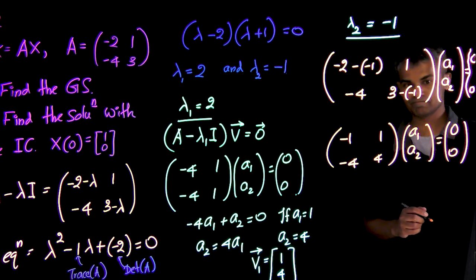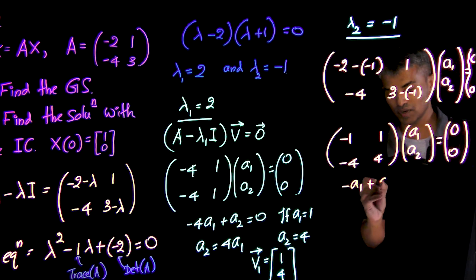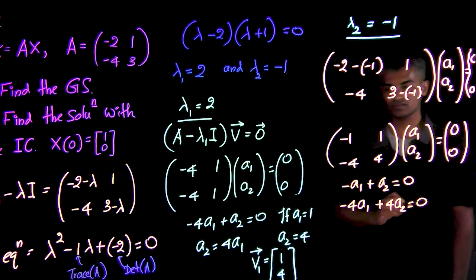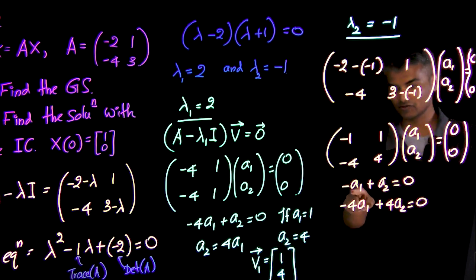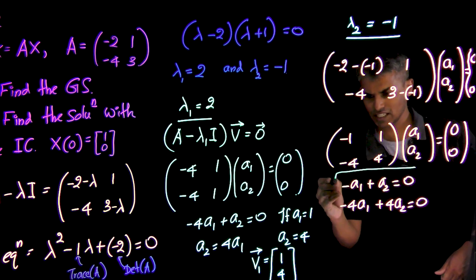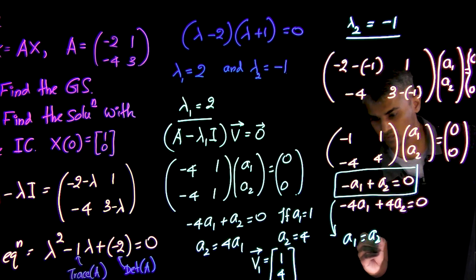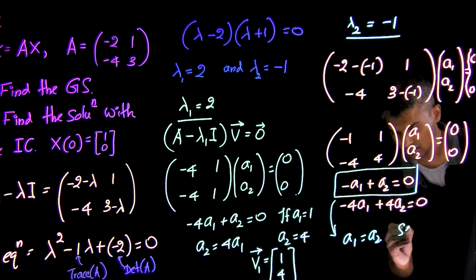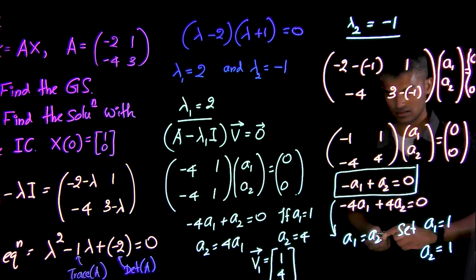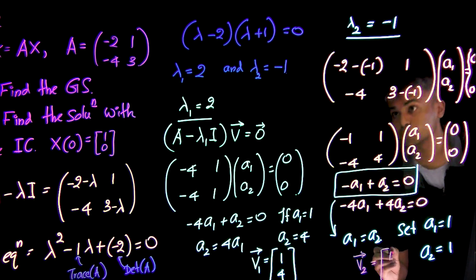Let us simplify this system. If you multiply this matrix and our vector V, you will get negative A1 plus A2 equals 0, and negative 4A1 plus 4A2 equals 0. As you can see, if you multiply this first equation by 4, you will get this second equation. So, I am going to consider the first equation because it is simpler than the second one, and from this we get A1 equals A2. If we set A1 equals 1, then A2 equals 1. With this, we can get the second eigenvector V2 that corresponds to lambda equals negative 1.